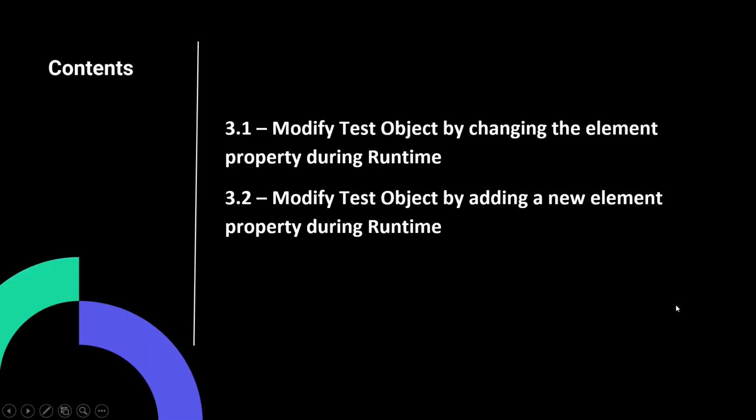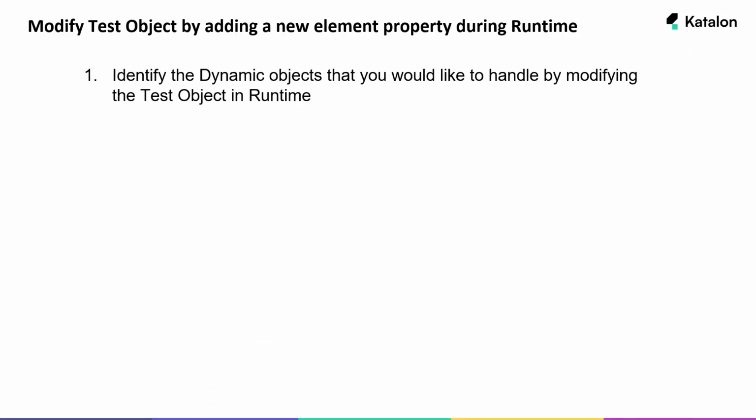As part of section 2 in chapter 3, you learn how we can modify test objects by adding a new element property during runtime. In my previous section, we modified the test object by changing the element property. But in this section, we are going to modify the test object by adding a new element property. So following are the test steps that we need to follow.